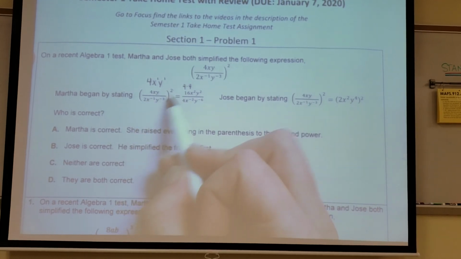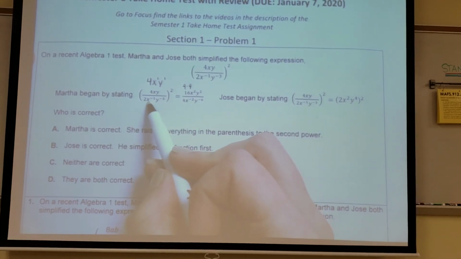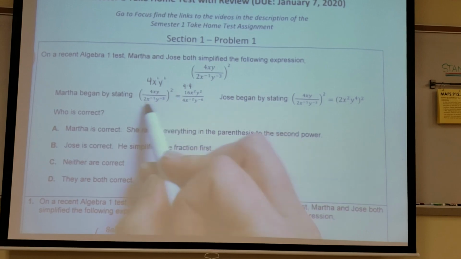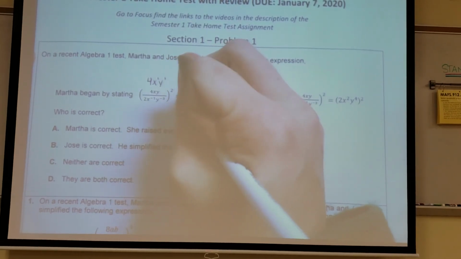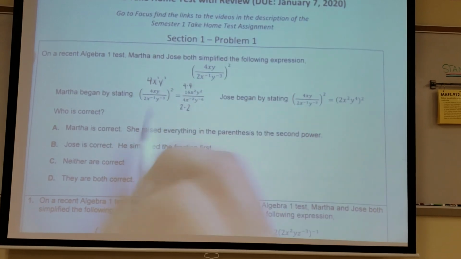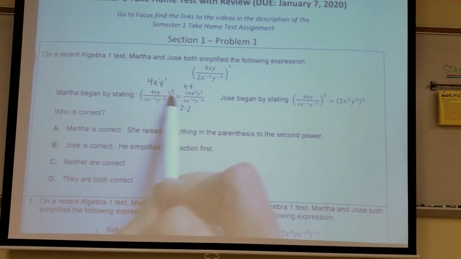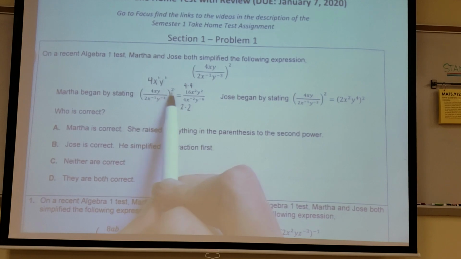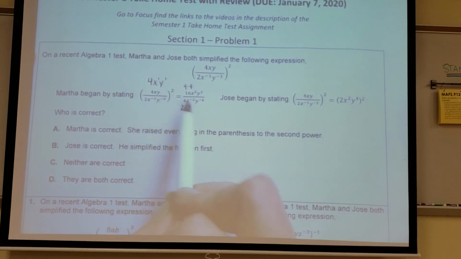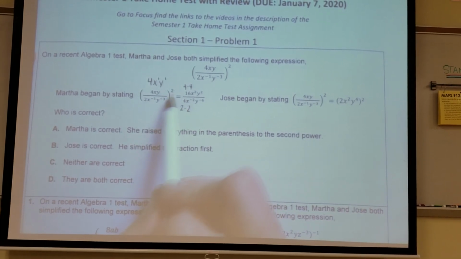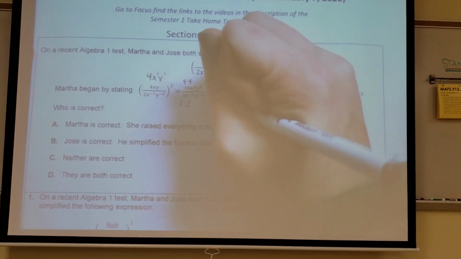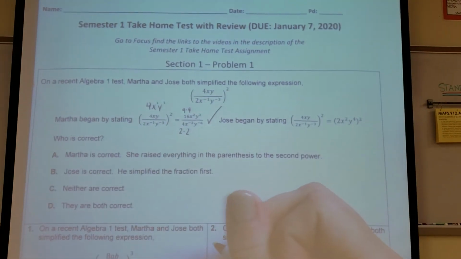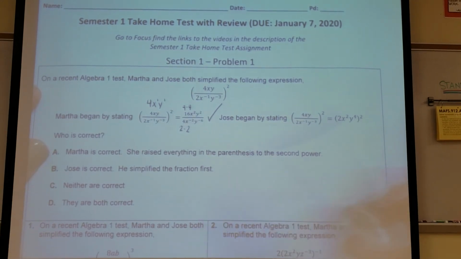Now, I need to check my denominator, right? The bottom half of my fraction. So again, I'm raising 2 to the second power. That means I'm doing 2 times 2. That gives me 4. I'm multiplying this power by my exponents inside. So 2 times negative 1 gives me negative 2. 2 times negative 3 gives me negative 6. So far, I can see that what Martha did is good, right? What she did was mathematically correct.